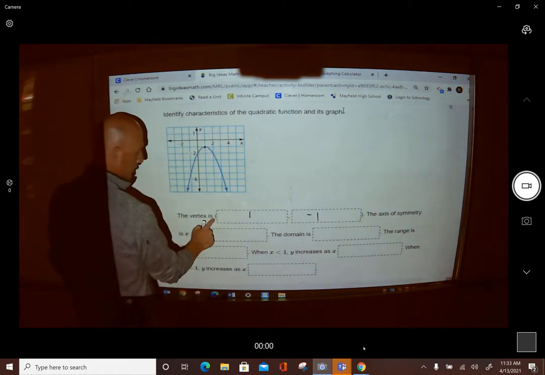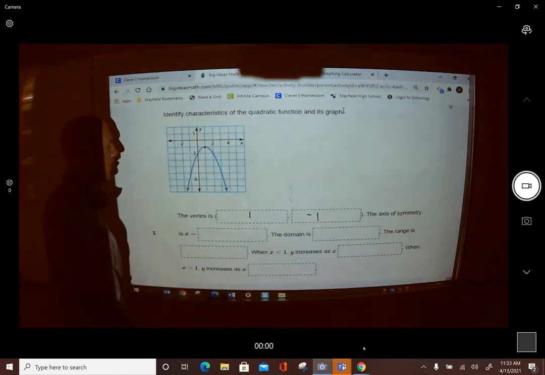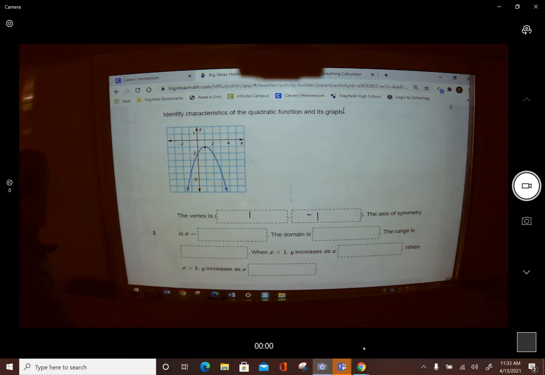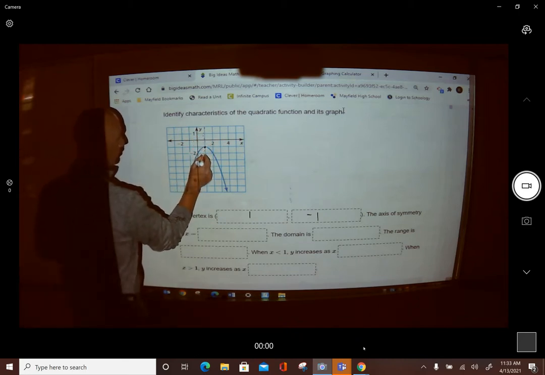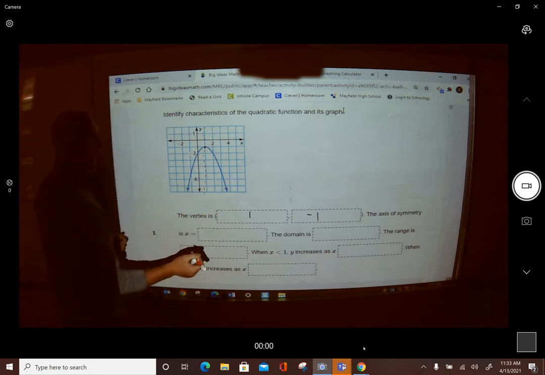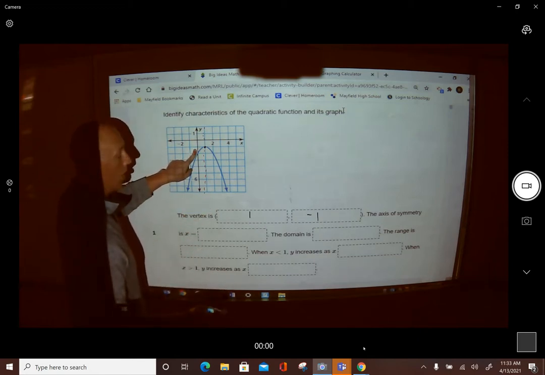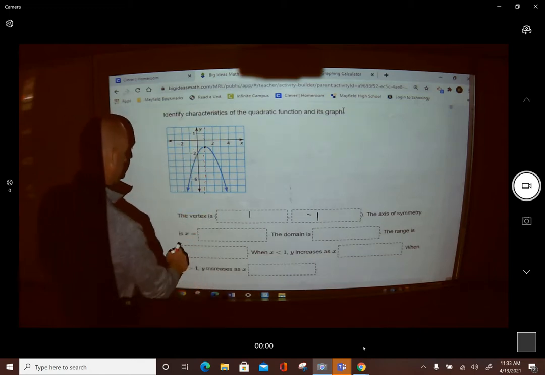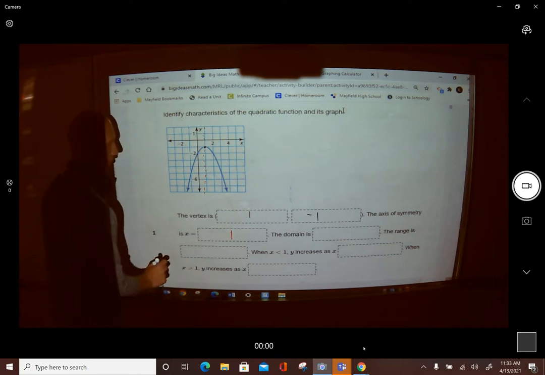Okay, and it's a point. You see, it's already got the parentheses there too. The axis of symmetry is x equals. So remember, the axis of symmetry is what cuts right down the middle, and it's always x equals the x value of your vertex. So it's x equals 1.